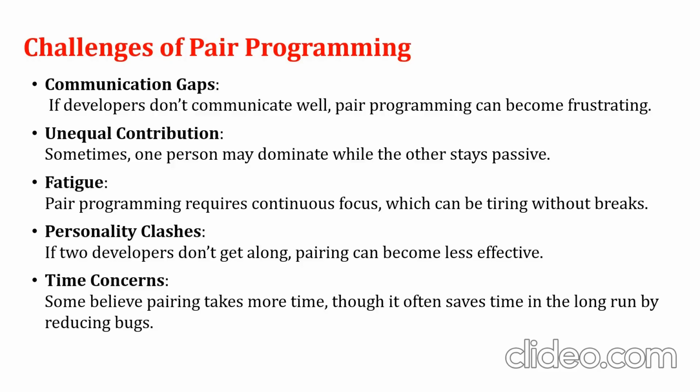Fatigue. Pair programming requires continuous concentration and communication. Without sufficient breaks, developers may become tired. Another one is personality clashes. If two developers have very different working styles or do not get along well, the collaboration becomes less effective. Fifth one is time concerns.